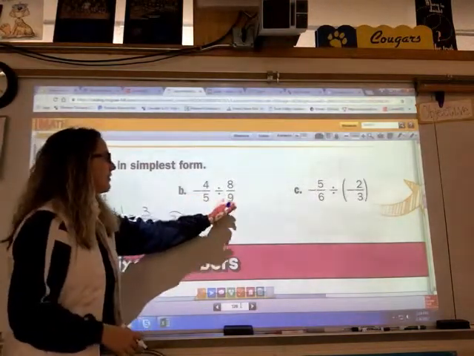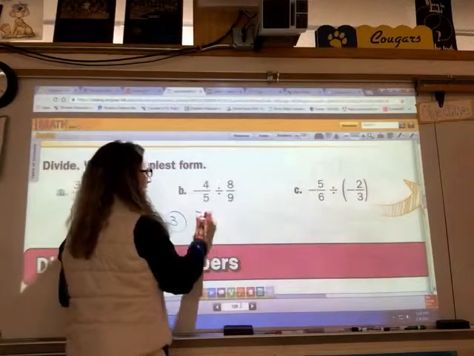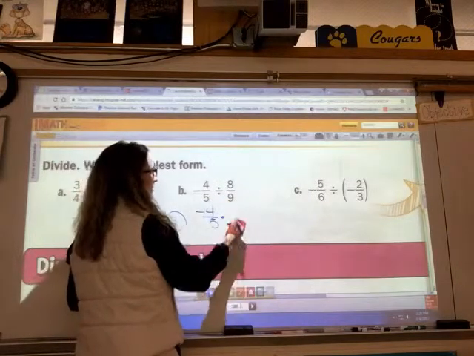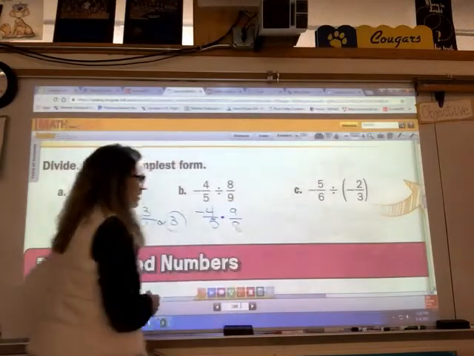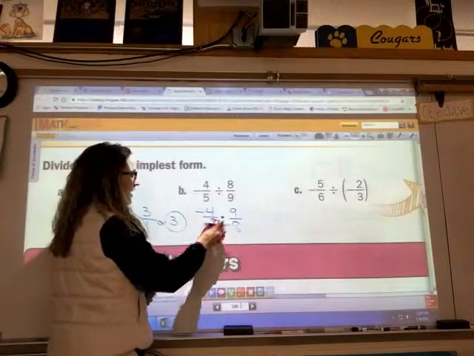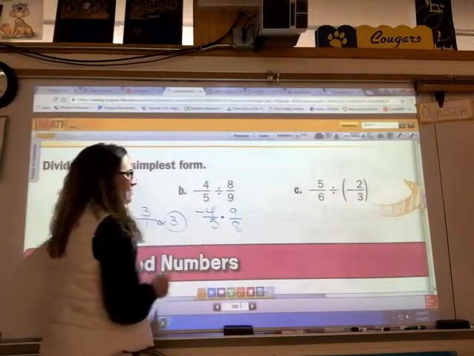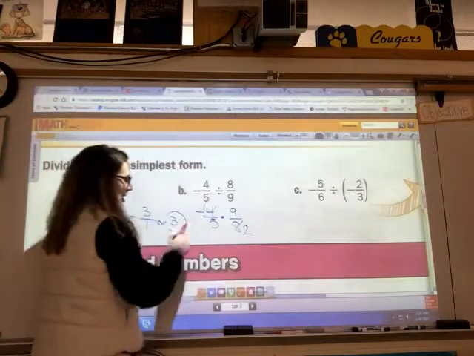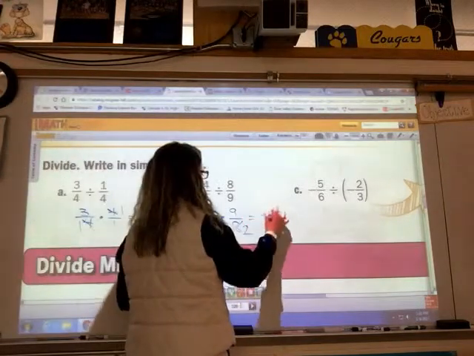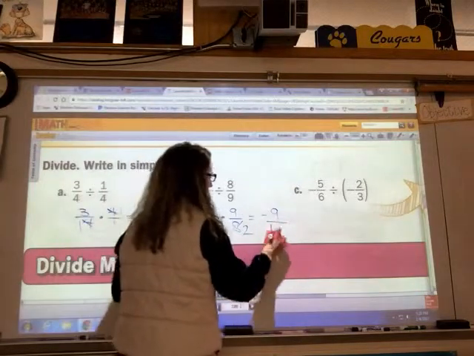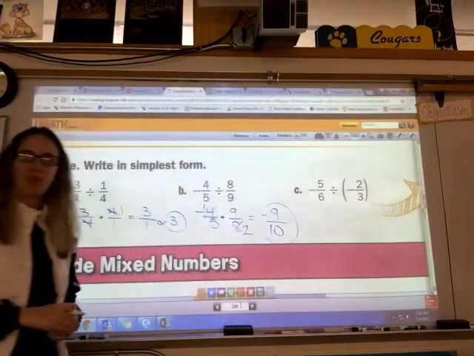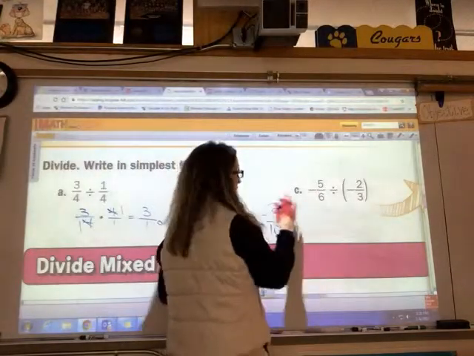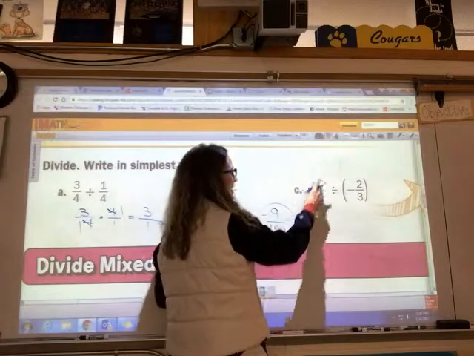Letter B, negative divided by a positive. First fraction stays the same. Division changes to multiplication. Reciprocal of 8/9 would be 9/8. Look to see if I can cross reduce. I can't there, but I can here. I can divide them both by 4. So I'd have a -1 and a 2. -1 times 9 would give me -9. 5 times 2 is 10. And that would be in simplest form. We'd have -9/10.